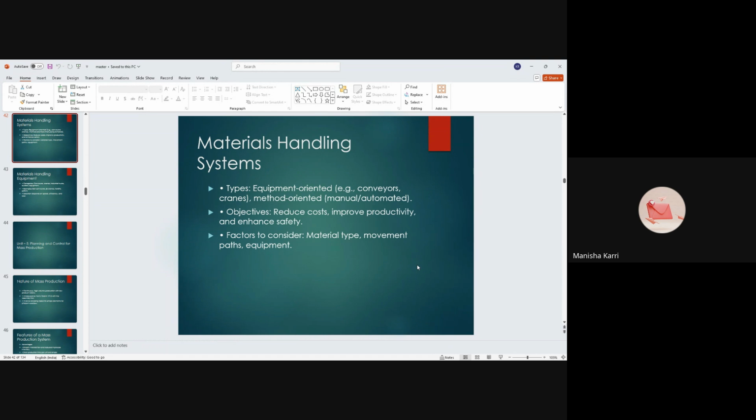Coming to the first one, you can see it in the PPT, which is equipment-oriented systems. What do equipment-oriented systems mean? There are some examples: conveyors, cranes, forklifts, and automated guided vehicles. All these come under equipment-oriented systems. These use machines to move the materials more efficiently, and automatically it reduces the manual labor.